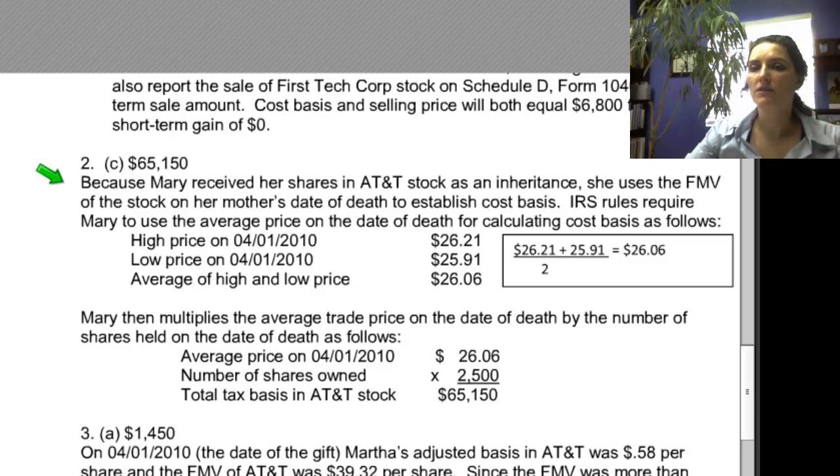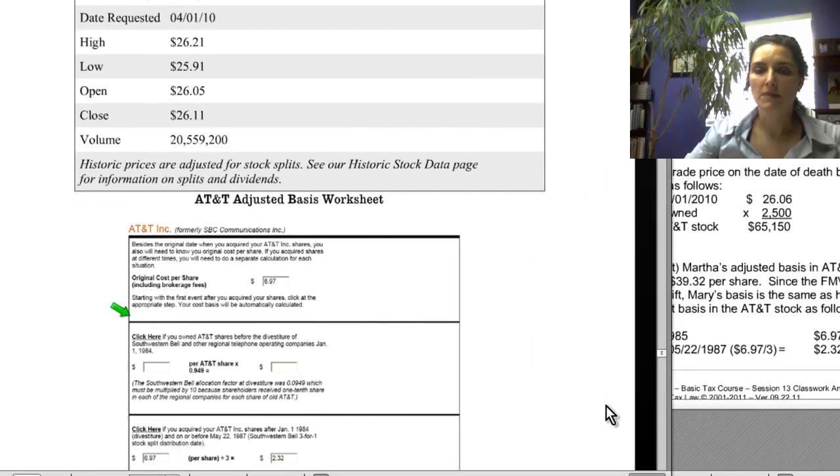The IRS rules require Mary to use the average price on the date of death for calculating cost basis as follows. We take the high price of $26.21, the low price of $25.91, and then we add those two numbers together, divide them by 2, and we get the average of the high and low price, which is $26.06 per share. We then multiply that average trade price on the date of death by the number of shares held on the date of death, and when we do that, 2,500 times $26.06 is a total tax basis in the AT&T stock of $65,150.